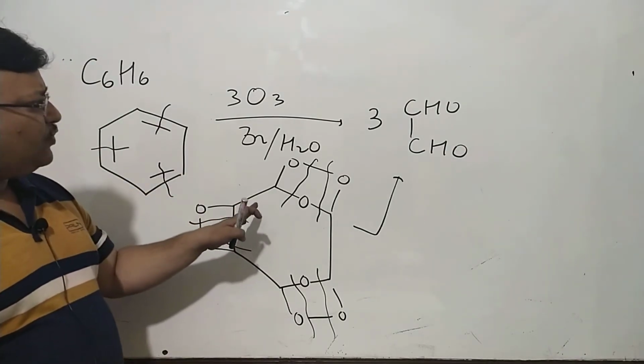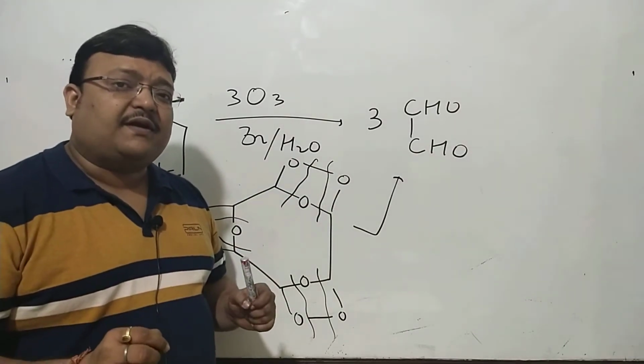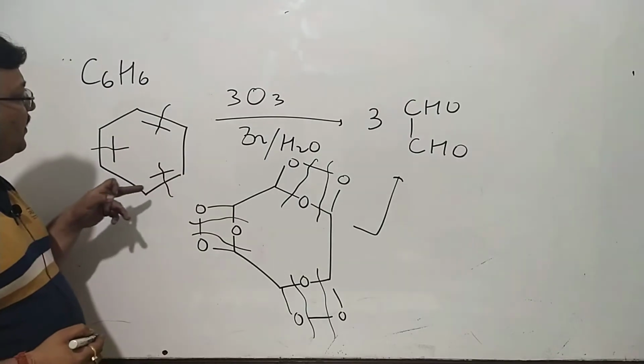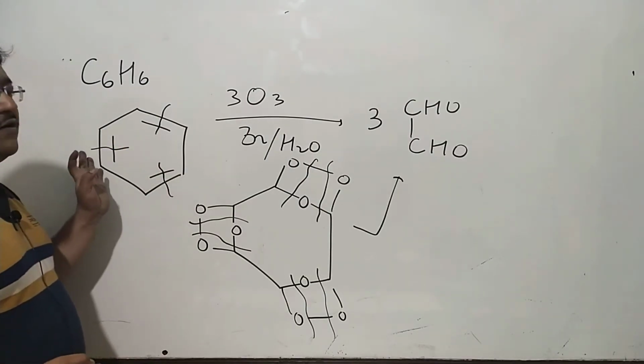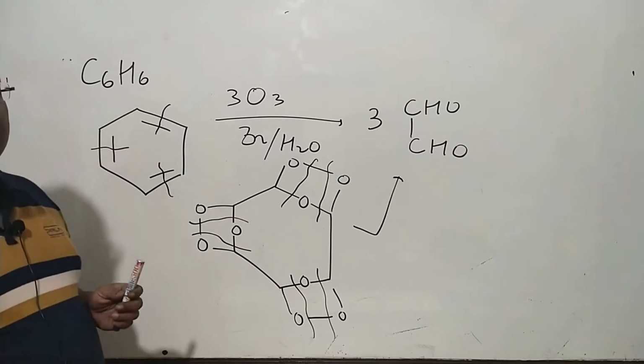You draw the ozonide, you confirm the ozonolysis product, and this is how the structure of benzene was concluded to be a 6-membered ring with 3 alternate pi bonds.